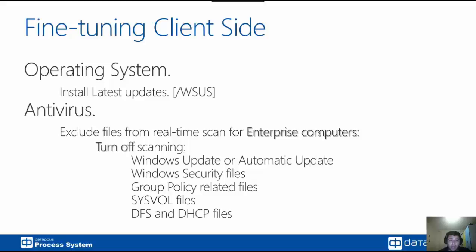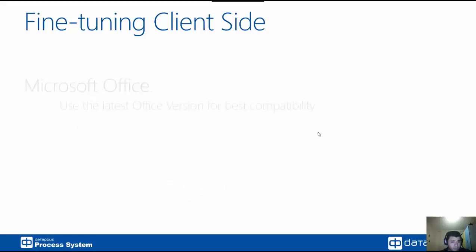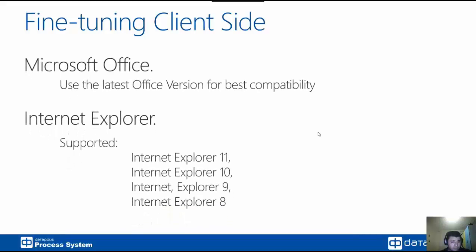Office and Internet Explorer makes sense. For Office, use the latest version of Office. And for Internet Explorer, the supported versions are 8, 9, 10, 11. Here, be sure which version is suitable for you. If you are using IE 8, be sure that drag and drop won't work. If you want to use drag and drop, and if it's a business requirement, be sure to be using 10 or 11. Okay, make sense? Cool.